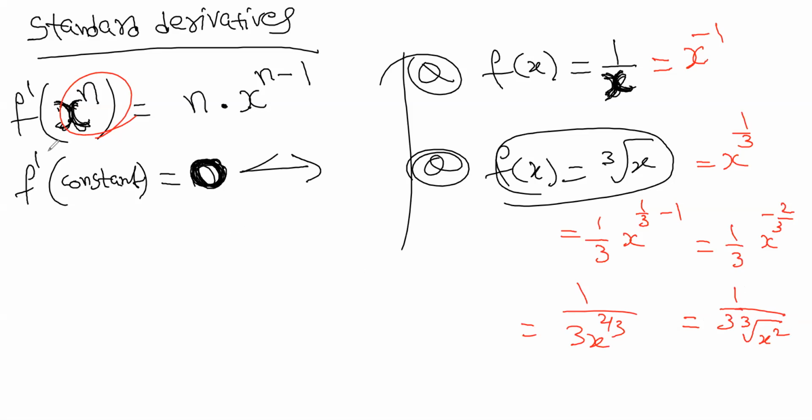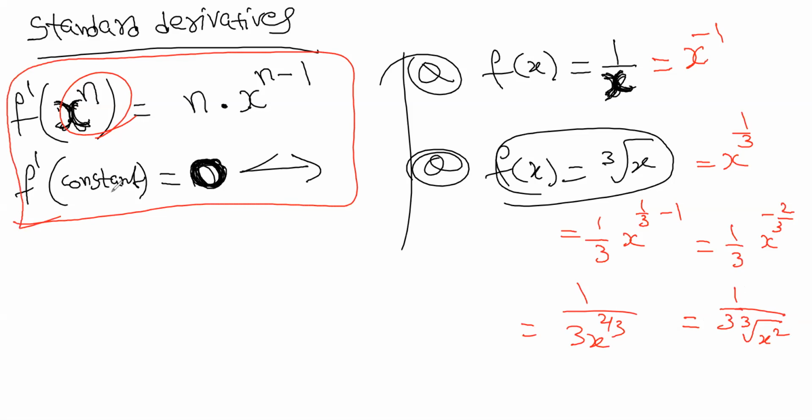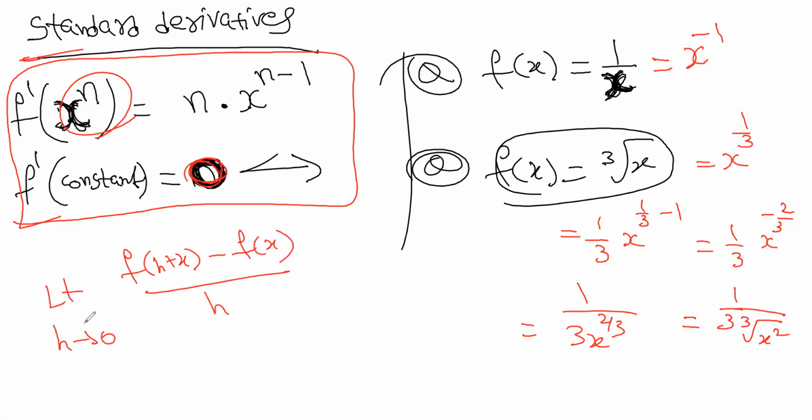So if you remember this, what is the differentiation of x power n? n into x to the power n minus 1. And the differentiation of a constant is 0. And if they ask what is the first principle, it is the limit of h tends to 0 of y2 minus y1, that is f of x plus h minus f of x, by h. This is f dash of x.